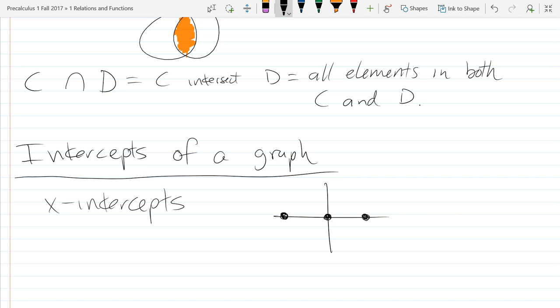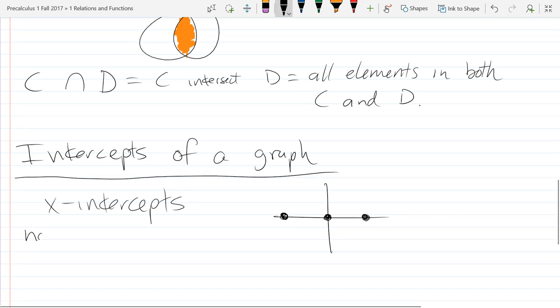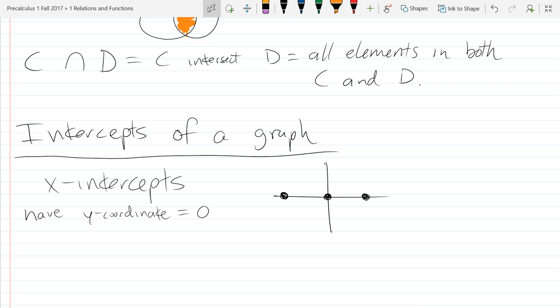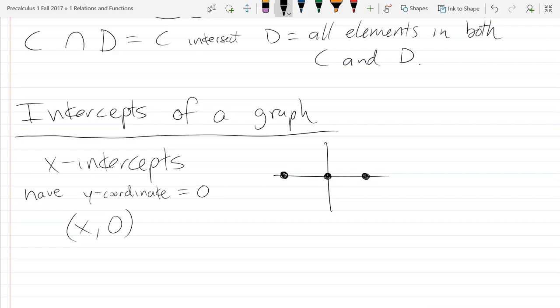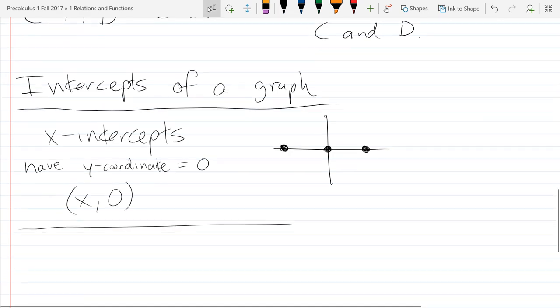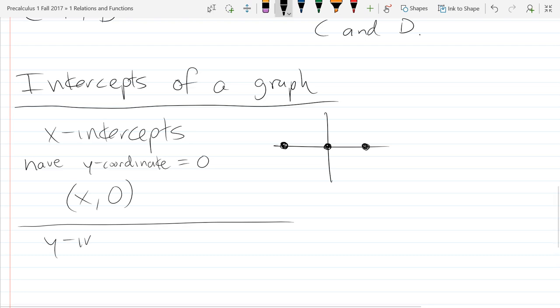When you see x-intercept, you have to think, oh, that means the y-coordinate is 0, meaning the height would be 0. So x-intercepts have y-coordinate equal to 0. So all these points, whatever the x values are, they're going to look like x comma 0. So it could have different x values, but you're definitely going to have 0 for your y value. So those are x-intercepts.